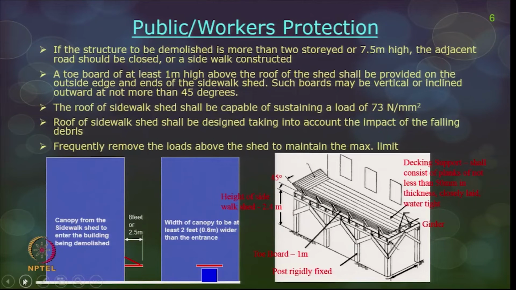So, all floor openings and shafts which are not used for material chutes should be enclosed with guardrails and toe boards, as mentioned in the earlier class on guardrails. Public and workers protection. Wherever possible, the public should be kept out of the site, and workers should have a proper way of entry into the structure and exit. So, accordingly there should be a sidewalk shed constructed. If the structure to be demolished is more than 2 stories or 7.5 meters high, then the adjacent road should be closed and the sidewalk shed should be constructed.